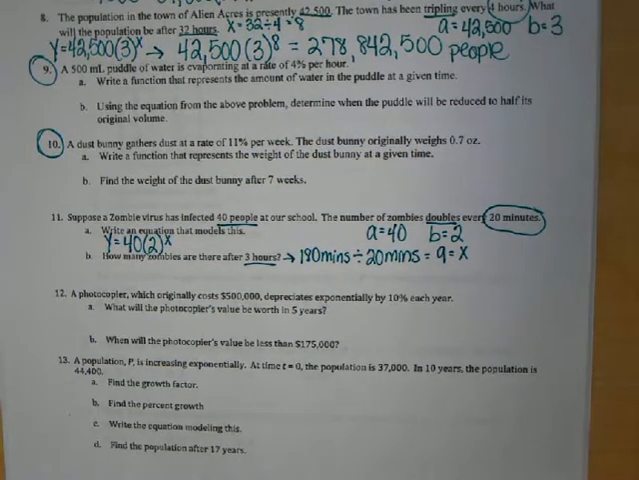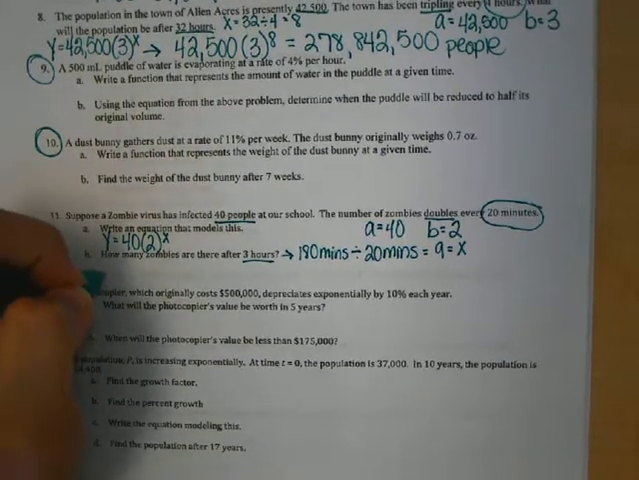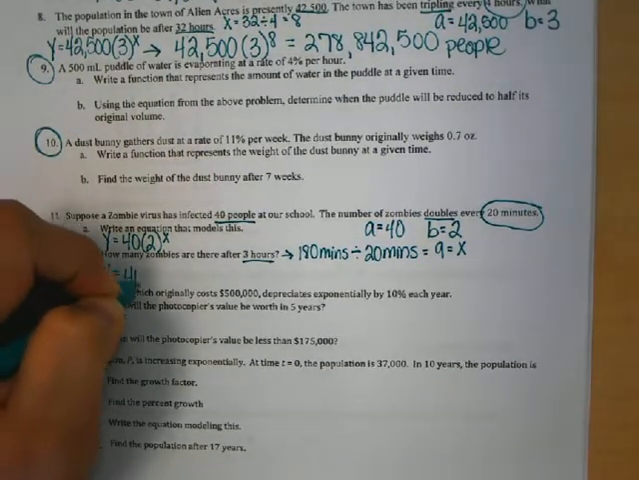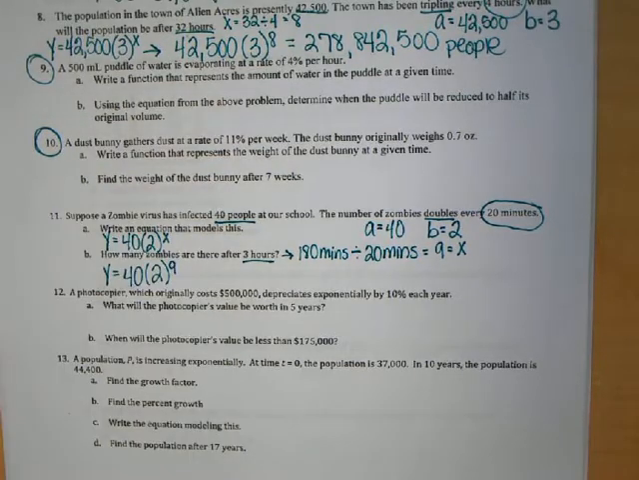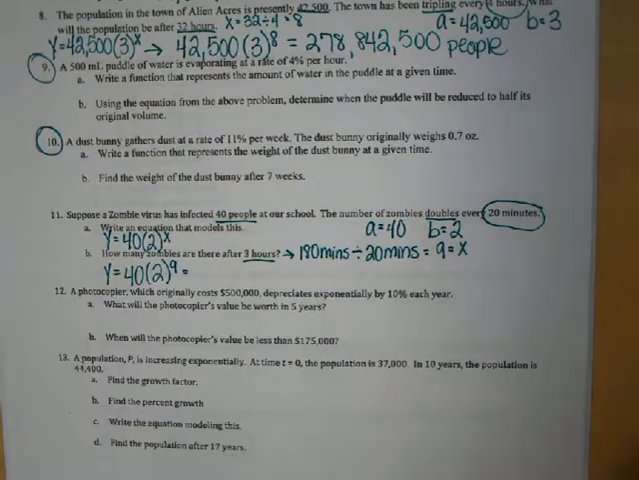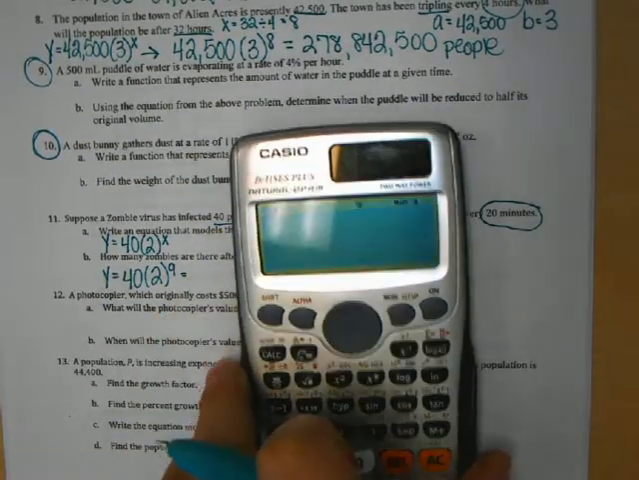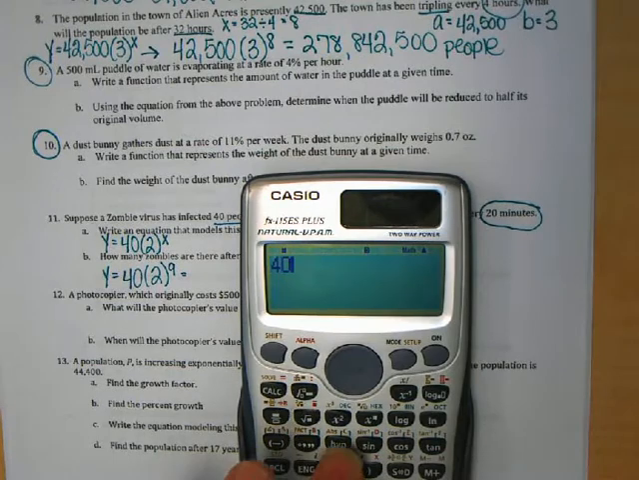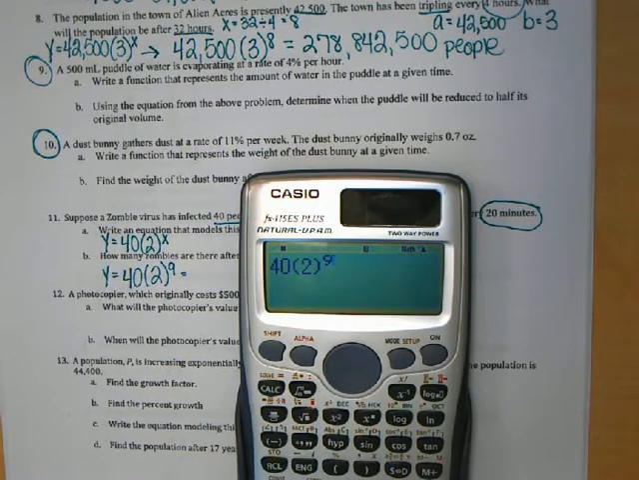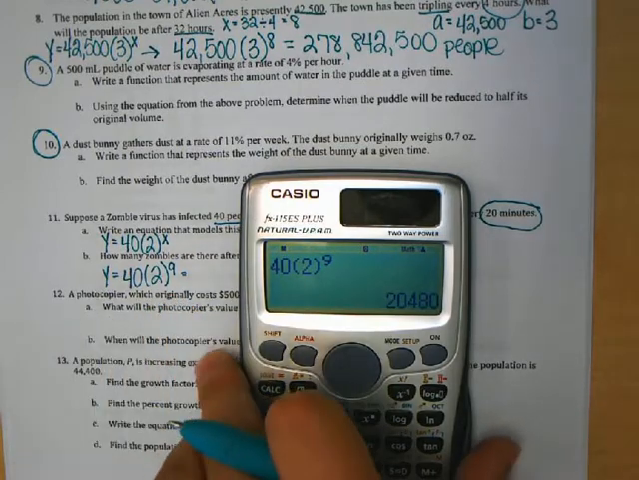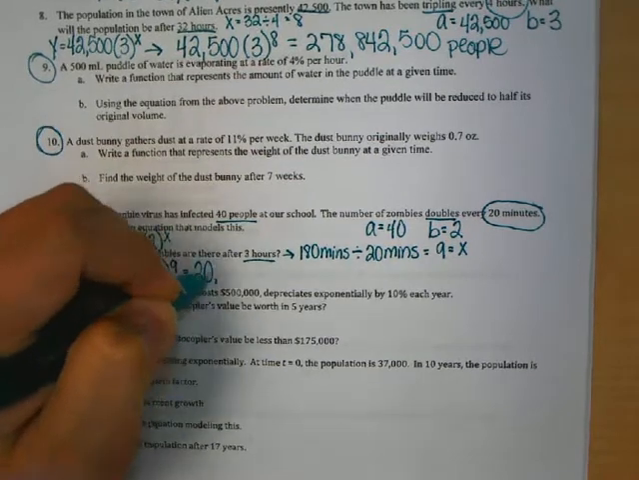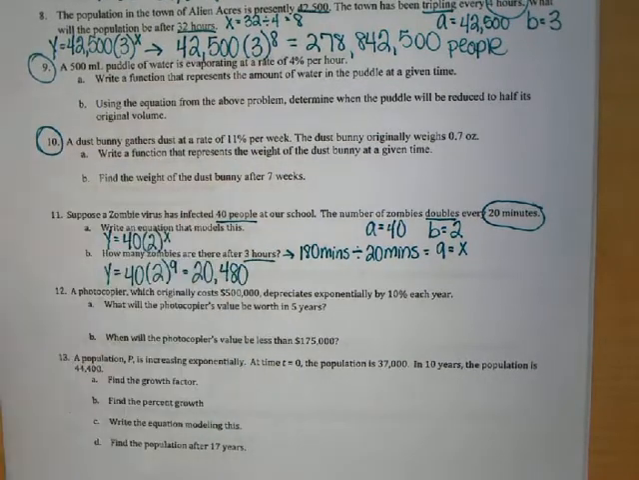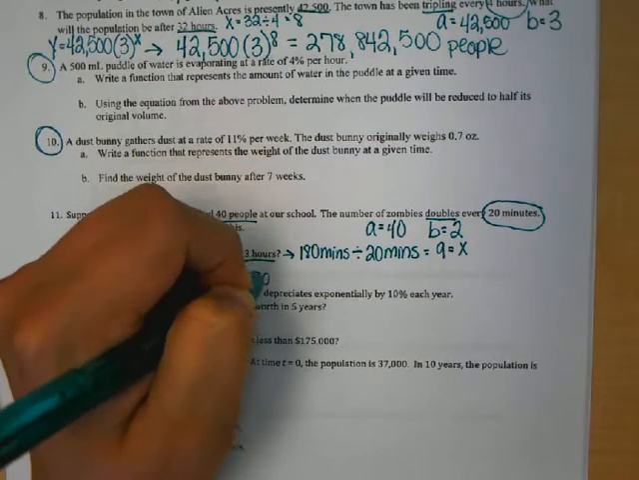At this point, it's nothing more than plugging it into our equation. So y equals 40 times 2 to the power of 9. We plug that in, either calculator, it doesn't matter. So 40 times 2 to the power of 9. And we get 20,480. And that's going to be zombies.